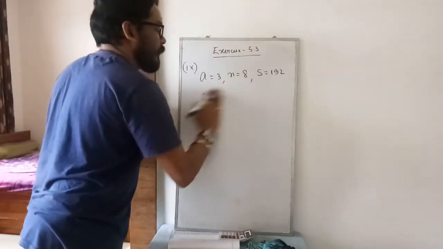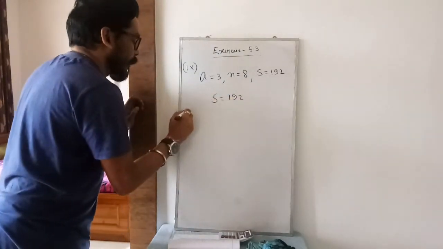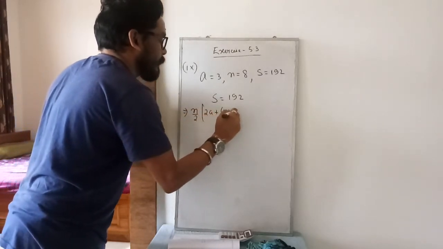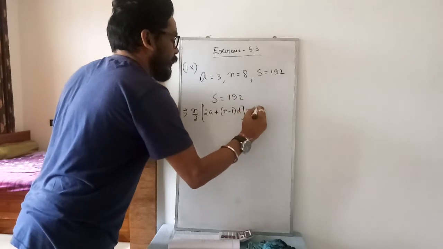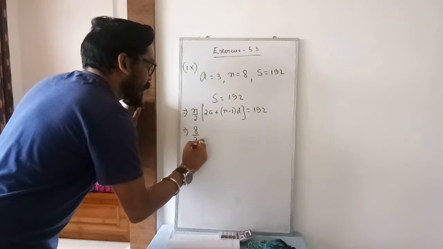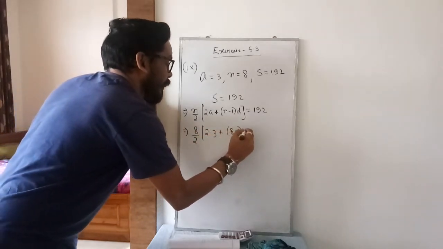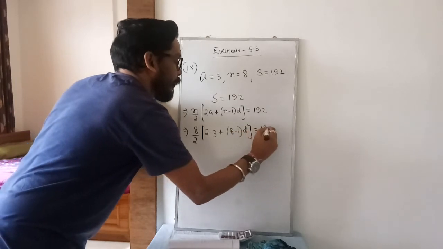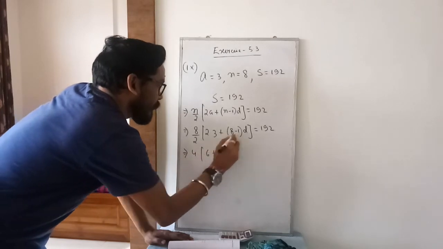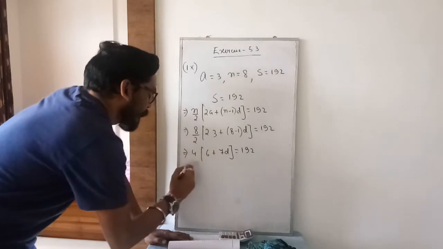Okay, let me start from here, otherwise you will get confused again. The S formula is n by 2 into (2a plus (n minus 1) into d) equal to 192. What is the value of n here? It is 8 by 2, into (2 into 3 plus (8 minus 1) into d). d you have to find out. You can cancel it, it will become 4. 2 times 3 is 6, 8 minus 1 is 7. So 4 into (6 plus 7d) equal to 192.